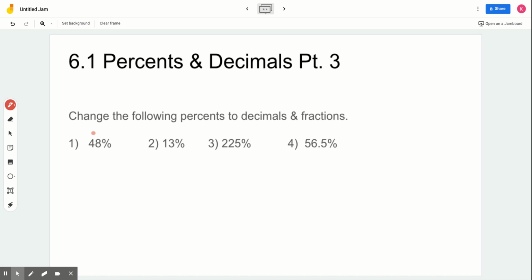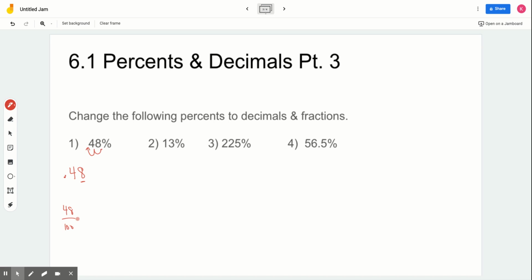So remember that we can take the decimal point and move it 2 places to the left to get a percent to a decimal. So 48% is like 0.48. Now remember, this is the second place after the decimal, so this can also be read as 48 hundredths, which is 48 out of 100.